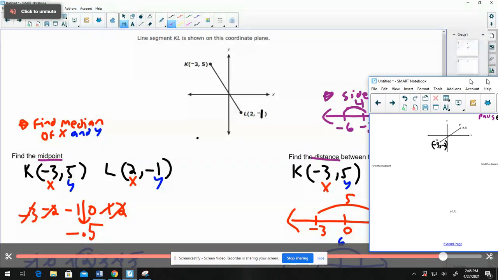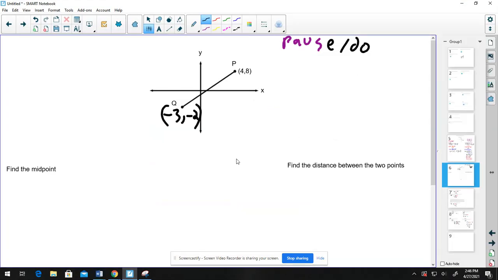Okay, so now here is yours. Okay, so you want to pause and do that. There was a typo in the video, so I fixed that. So here are your 2 points, and you want to find the midpoint and find the distance.